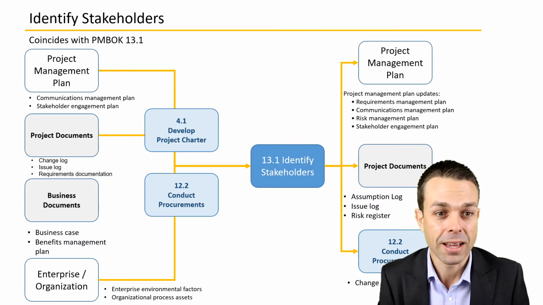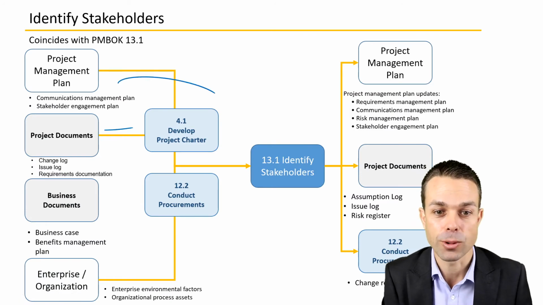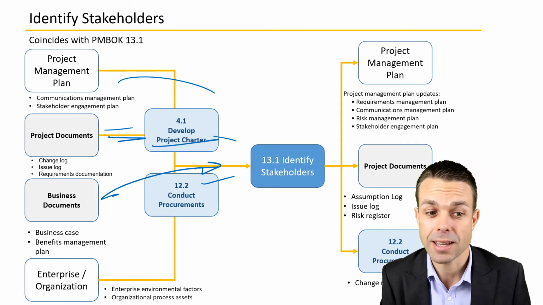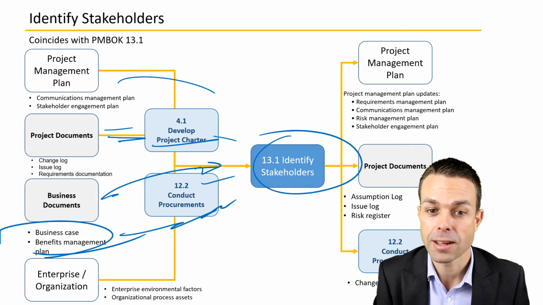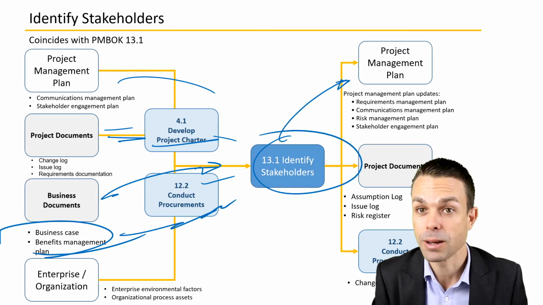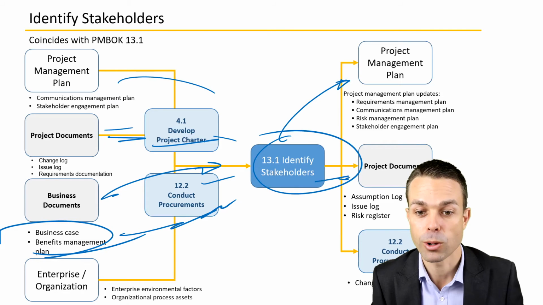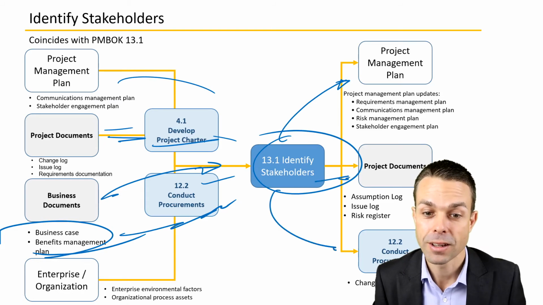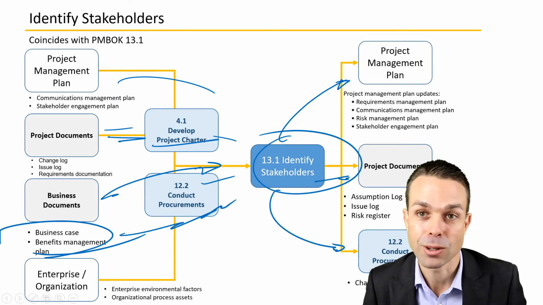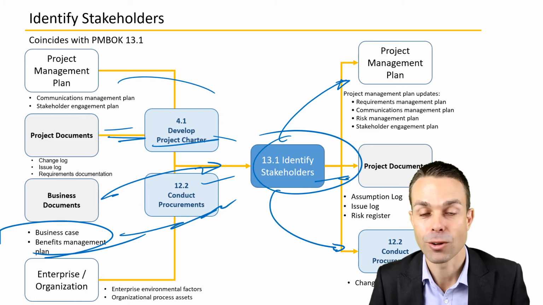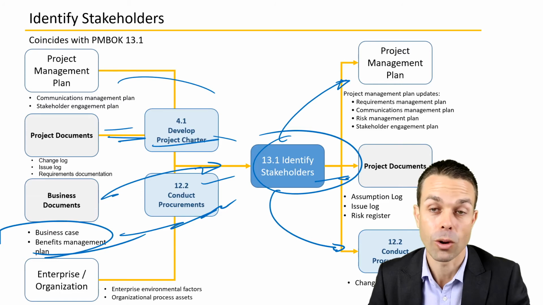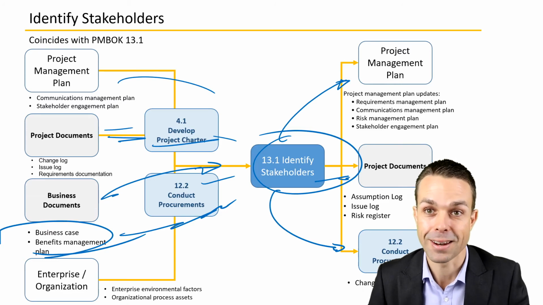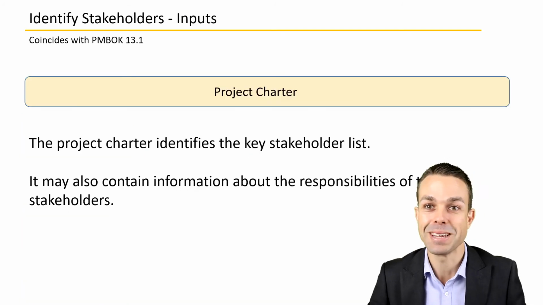And as you can see, a lot of things have an input into identifying our stakeholders. The charter, the project documents, any business case or benefits management plan, all of those stakeholders. And the stakeholders themselves are an input back into our project management plan and project documents, and even procurements, as we've seen, because we might have stakeholders involved with our third party who's doing a piece of work for us or the whole amount of work for us if we're buying that from them.